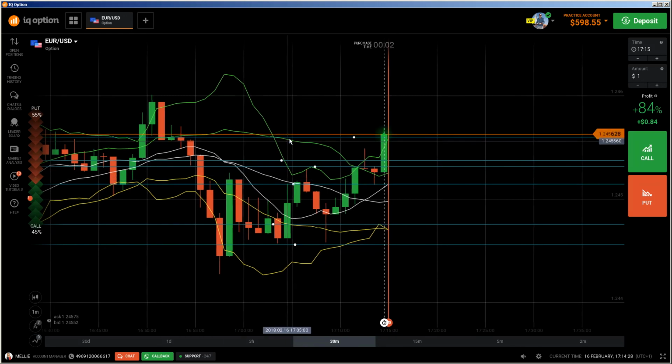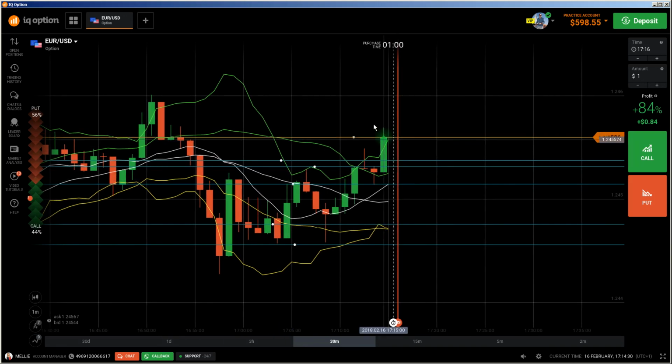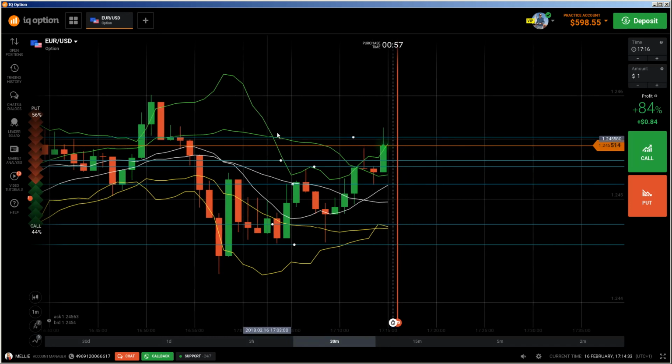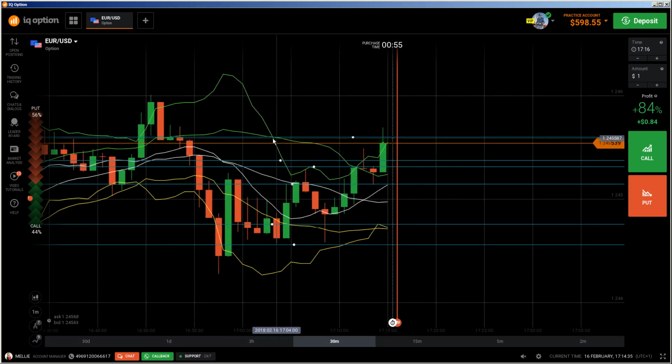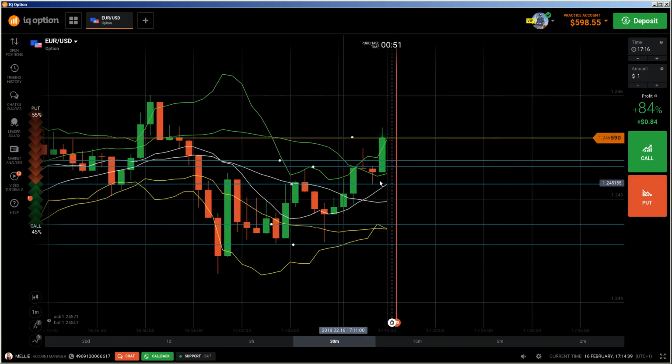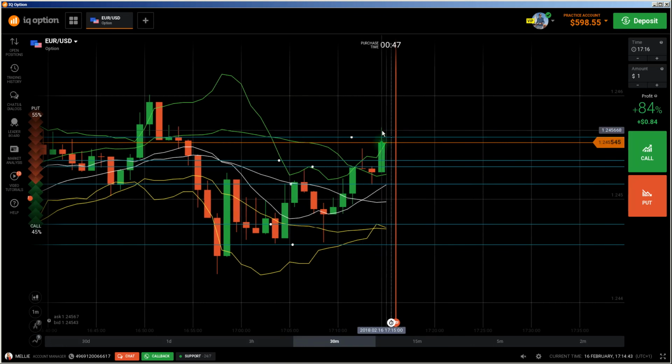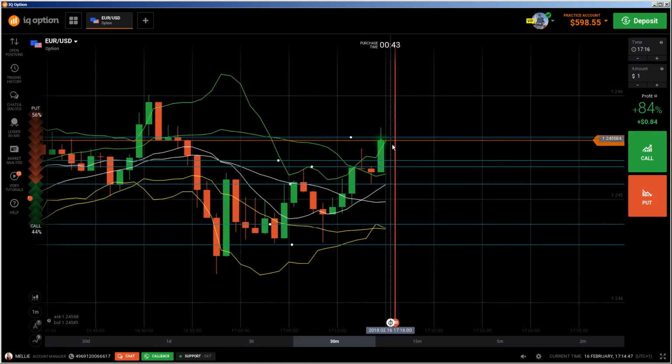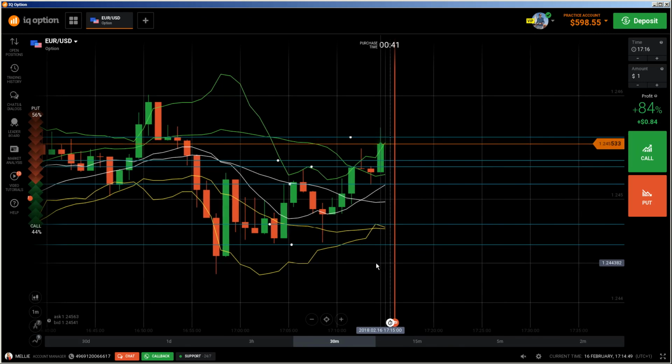Look here, how it reacts on this level here. And here you see a rejection from this support and resistance level. Obviously it's somewhat risky because we are going into an uptrend and you have to be careful. But if the next candle gets a rejection from this level too, you can go easily on the put.